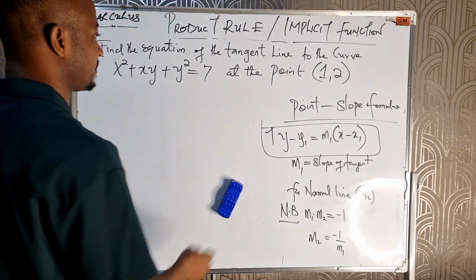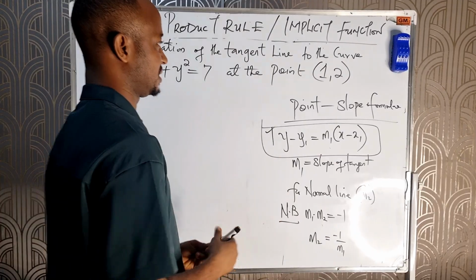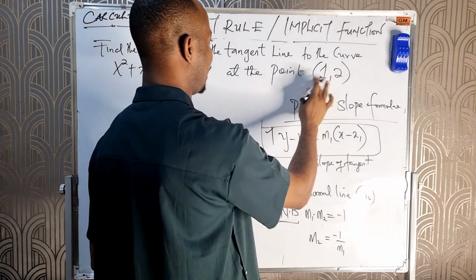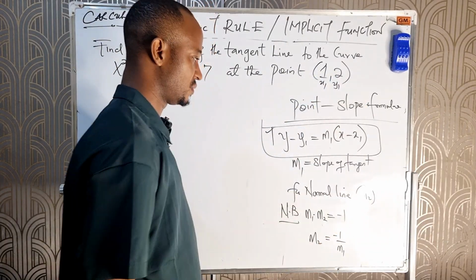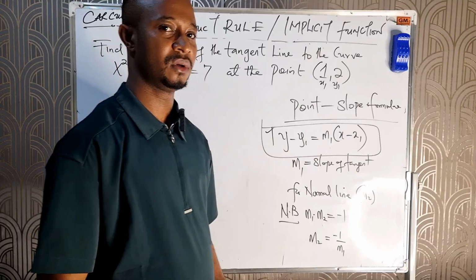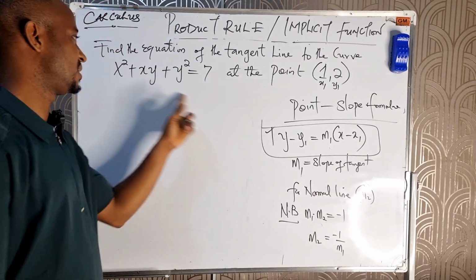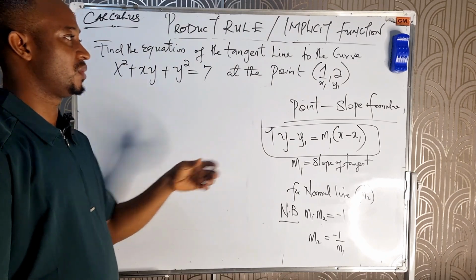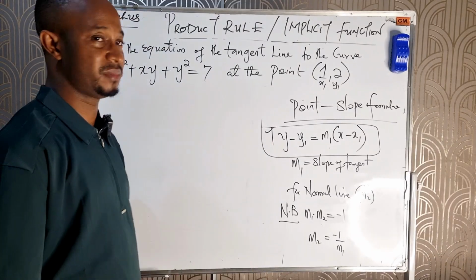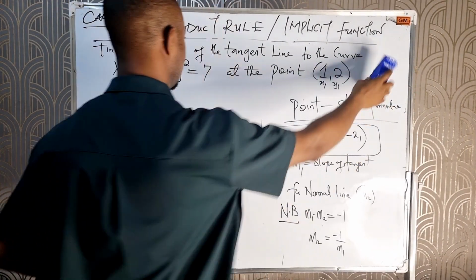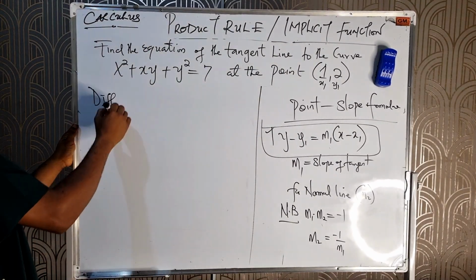So let's look at this together and see what we're going to do. Before we can solve, we are given a point, (1, 2). That implies that our x1 is 1 and our y1 is 2, but we have to find the slope of the tangent. It means I have to differentiate this. After differentiating, we put in our x and y to get the slope. Then we can find the equation from there. This is very simple. What we have to do first is differentiate the function.